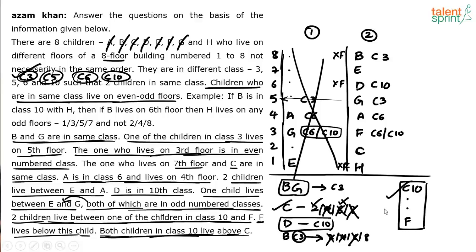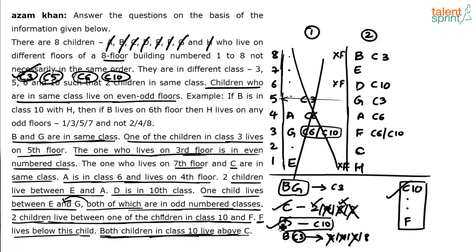H has to come here. So with respect to the persons, the arrangement is done: H, C, F, A, G, D, E, B. All the 8 persons have been blocked. Only classes have to be fixed now. With respect to classes also, C3 is done. 2 C3s have come, 1 C10 has come, 1 C6 has come. The remaining have to be done.